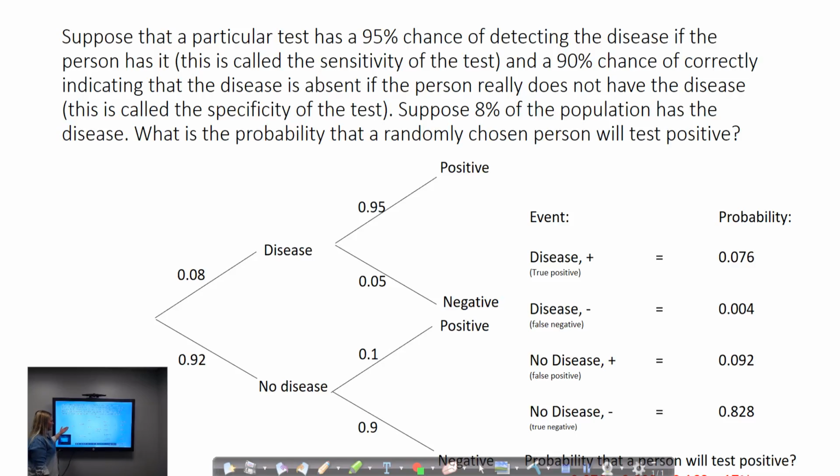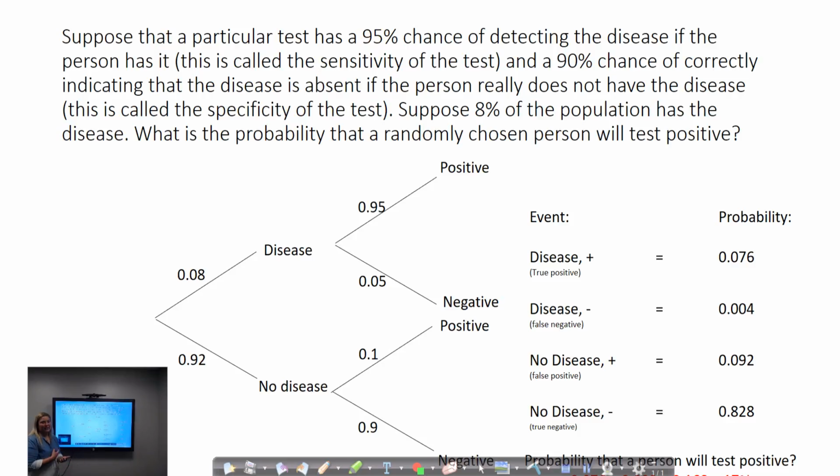Well, if 8% of the population has the disease, then you're going to have 92% of the population that does not have the disease. Again, the tree has to equal 1. If 95% of them that do have the disease test positive, you're going to have 5% that have the disease test negative. If 90% of the people that don't have the disease test negative, you're going to have 10% that don't have the disease test positive.